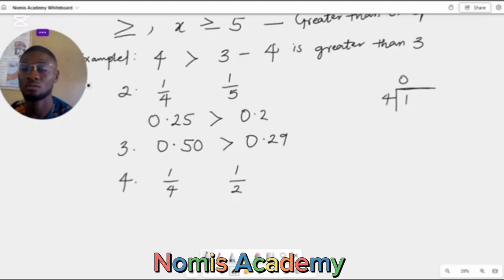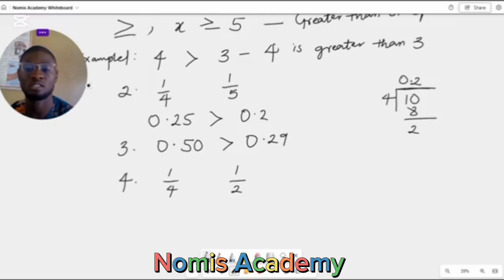You put a decimal point. As you put the decimal point, you add 0 to 1 and make it 10. So how many 4s can you get in 10? Meaning 10 divided by 4, that should be 2. And 2 times 4 is 8. If you subtract 8 from 10, you will have 2 left. So how many 4s can you get from 2?